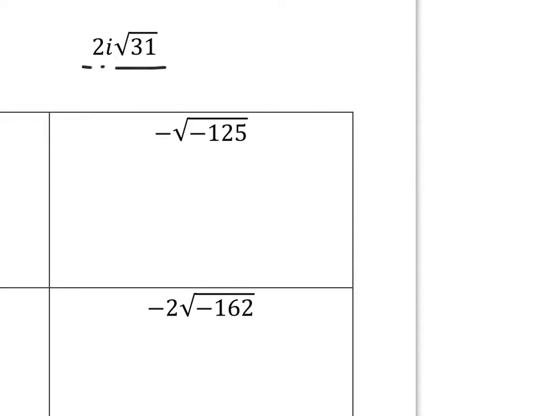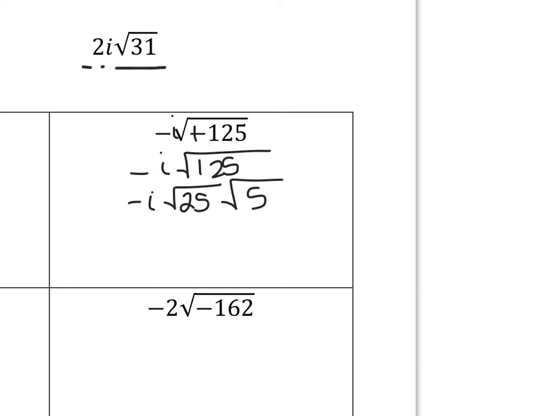Here, there's a negative under the radical, so to make it positive, I put an i out there. So it's -i times the square root of 125. -i times 25 times 5. 125, perfect square is 25. Think of it as quarters. So 5 quarters makes 125. Square root of 25 is 5, so it's -5i radical 5.